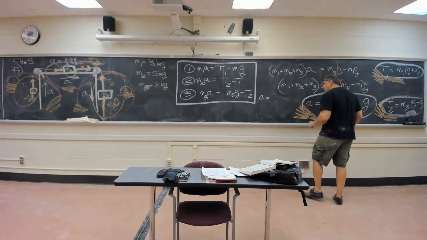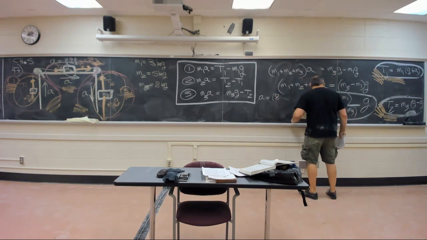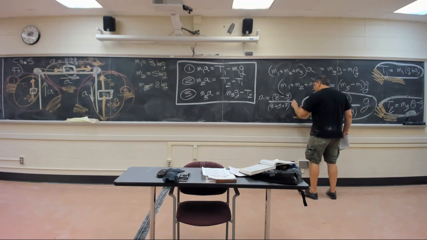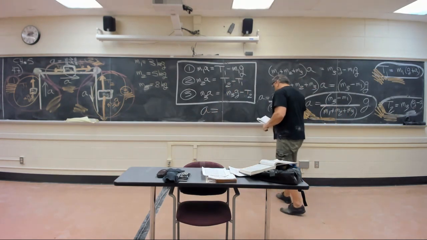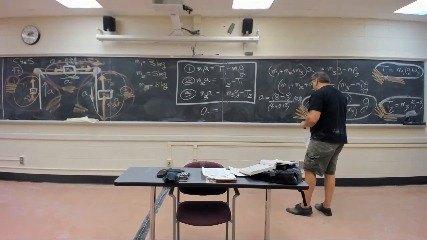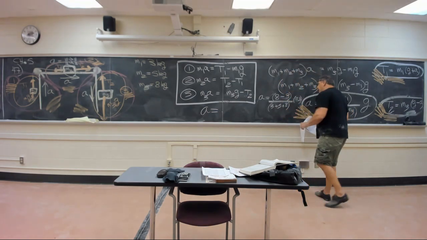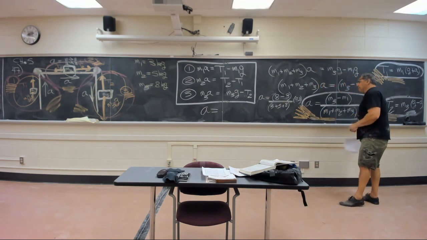A equals M3, which is 8 kilograms, minus M1, which is 3 kilograms, over the sum of all these guys, which is 3, 5, and 8, times G. The acceleration there, when you play the game, that's 5 over 16. That's 0.3125 times 9.8. It's going to be about 0.32 or something like that.